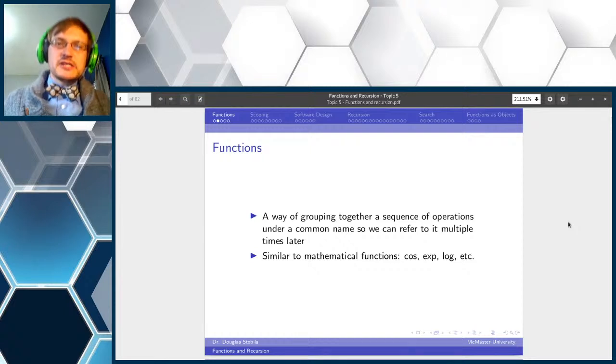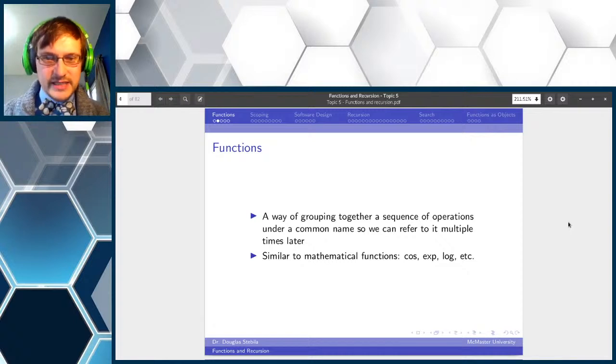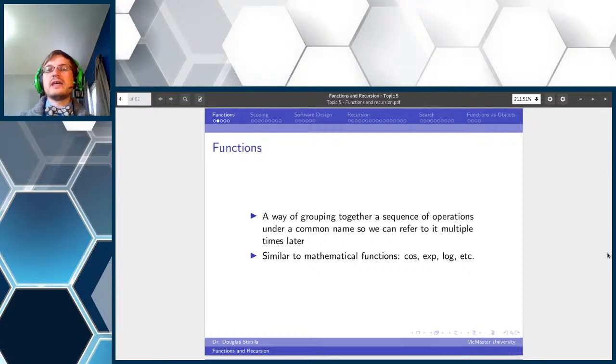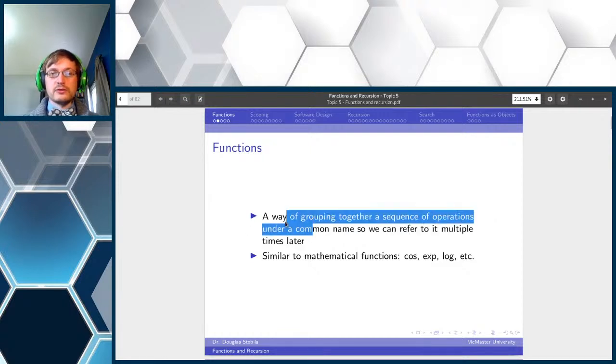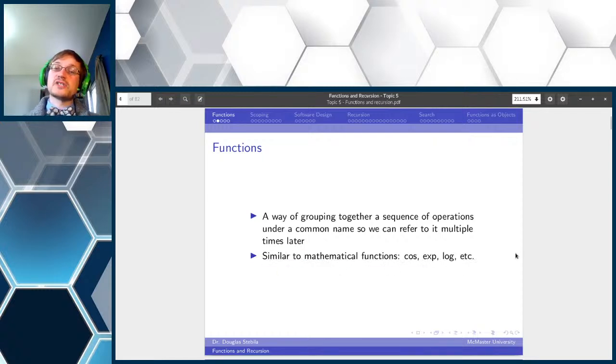Functions. So we've been using functions. You guys have been using functions in the assignments and the test so far. Functions are a mechanism of abstraction. It allows you to take a subprogram and refer to it by a single name. Of course, you have to specify the inputs and outputs, but that's good. It's a structured abstraction mechanism, which is good. We like structured abstraction mechanisms. So functions are a way of grouping together a sequence of operations under a common name so we can refer to it multiple times later. In concept, they're similar to mathematical functions such as cosine, exponentiation, logarithms, etc. However, it really is the correct way to think about it, to think of a function as a subprogram.